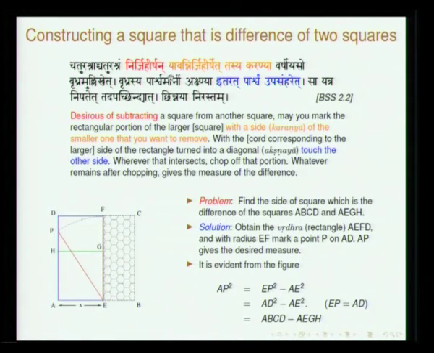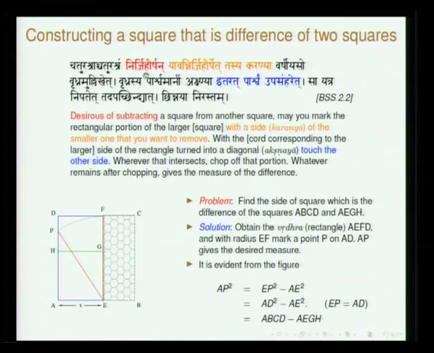Now, I move on to discuss the sutra which gives you the procedure by which you will be able to find out the side of a square which is going to be the difference of two squares, unequal squares. Earlier we saw a sutra which gave the procedure for finding the sum of two squares; here it is a difference. So, Chaturashra Chaturashram Nirjihirshan.